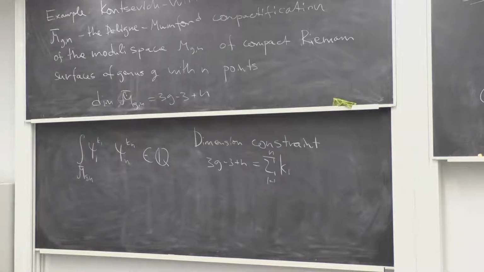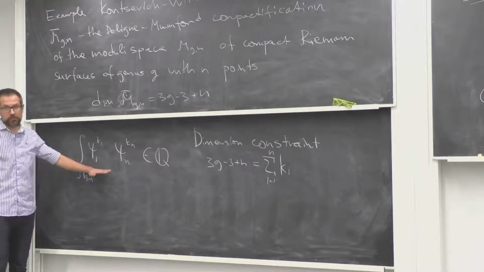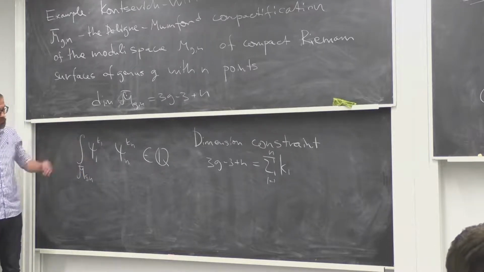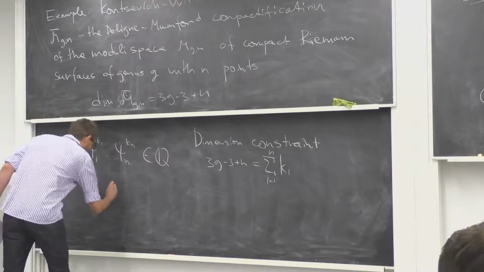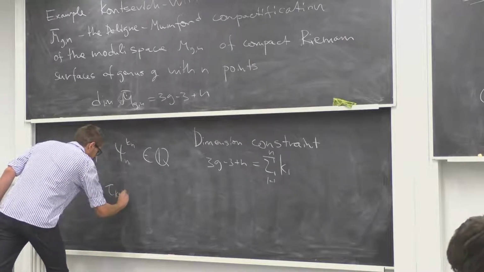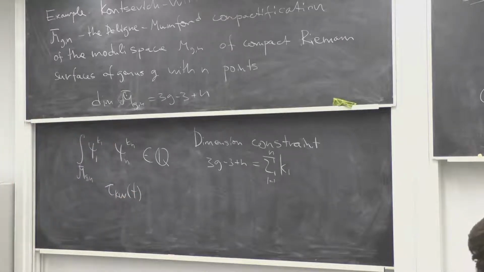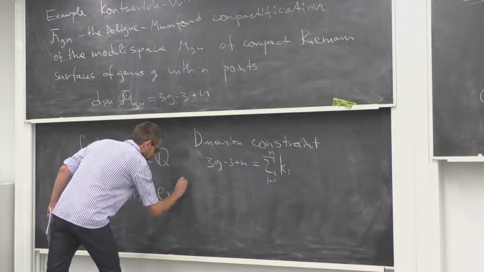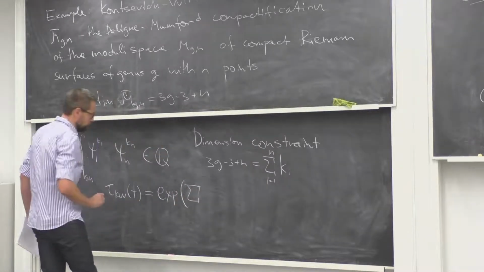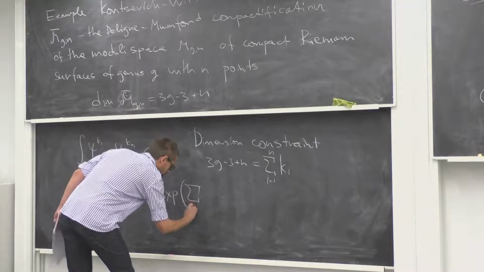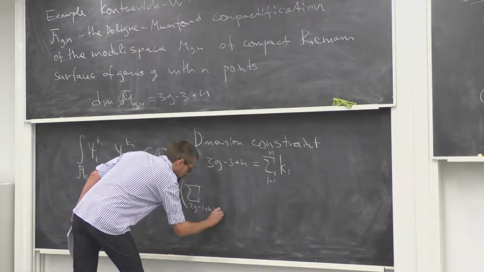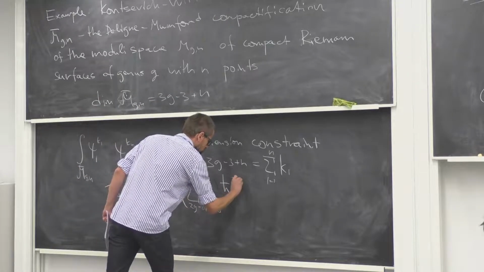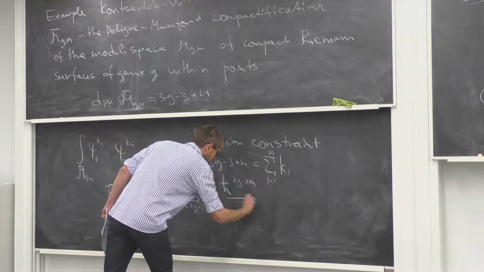Okay, so we have infinitely many rational numbers, and we want to investigate them. To investigate them, we introduce the generating function, the Witten-Kontsevich tau function, in the following way: the sum over all g and n, stable, with 2g minus 2 plus n positive, of h bar to the power 2g minus 2 plus n, divided by n factorial.